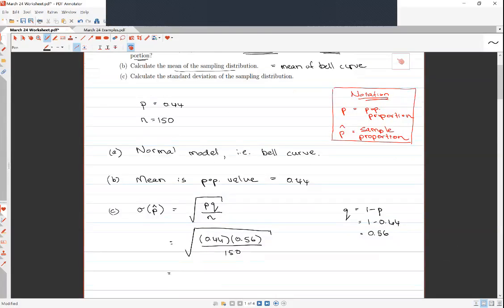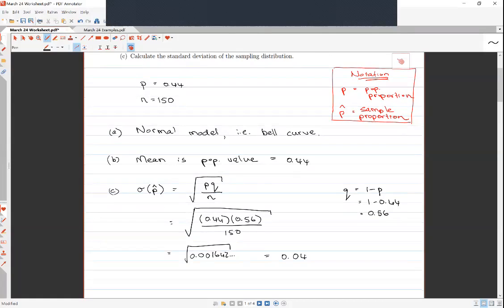So let me do that calculation in 2 steps. Firstly, let me do 0.44 times 0.56 and divide that by 150. And here you want to keep some extra decimals. You don't want to be rounding at this point. This value I'm now taking the square root of, and I get 0.04. Here you can round maybe to 3 decimals. So this is our standard deviation.